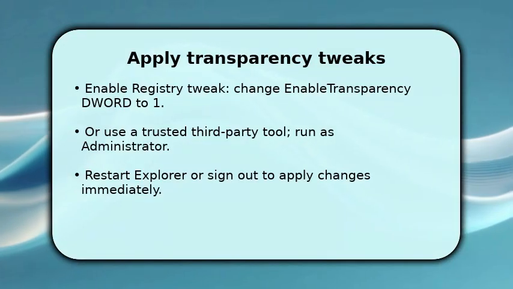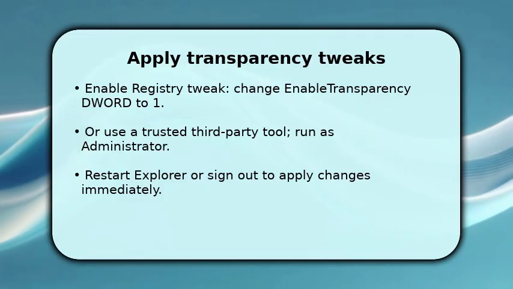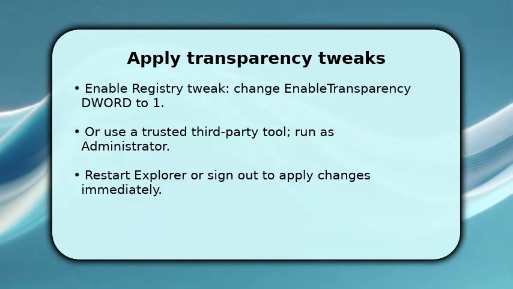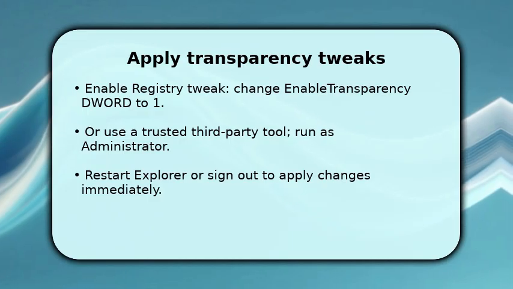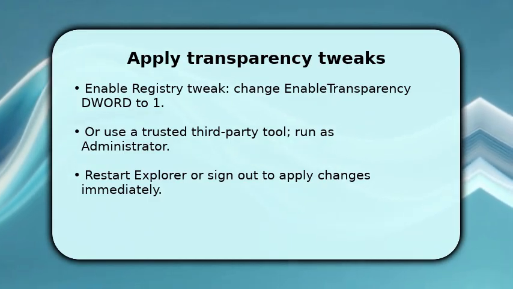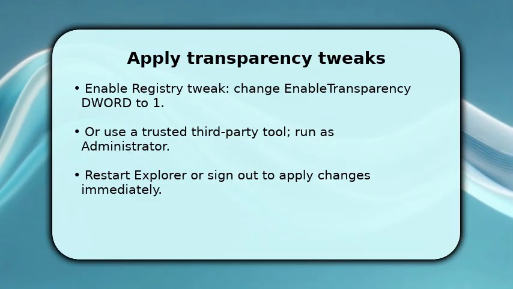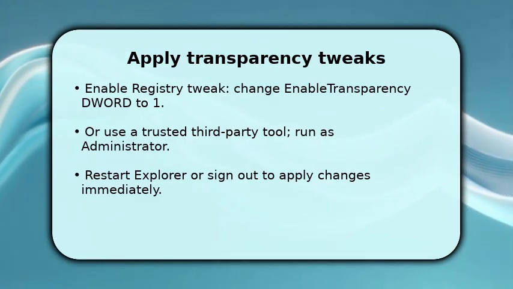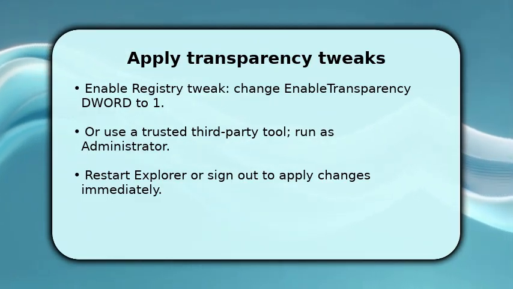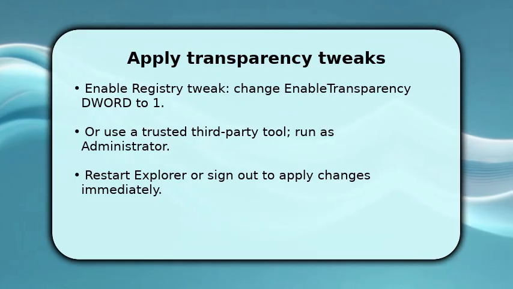Now you'll perform the core change. If using the registry, navigate to the key and set Enable Transparency DWORD to 1. Explain why. This flag lets the shell render alpha transparency. Alternatively, use a reputable third-party utility and run it as administrator to avoid permission issues.